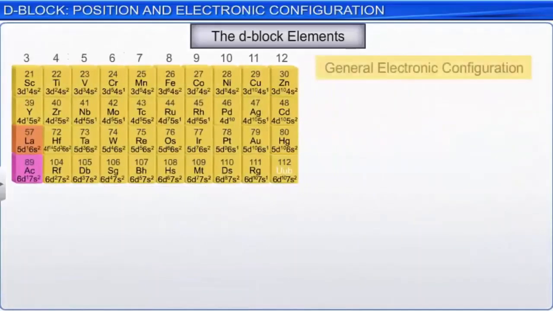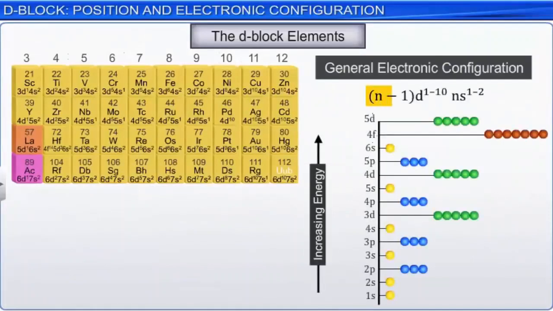The general electronic configuration of these elements is (n-1)d1 to 10 ns1 to 2. This generalization has several exceptions, because the energy difference between the ns and (n-1)d orbitals is less, and the transition of electrons between ns and (n-1)d takes place readily.